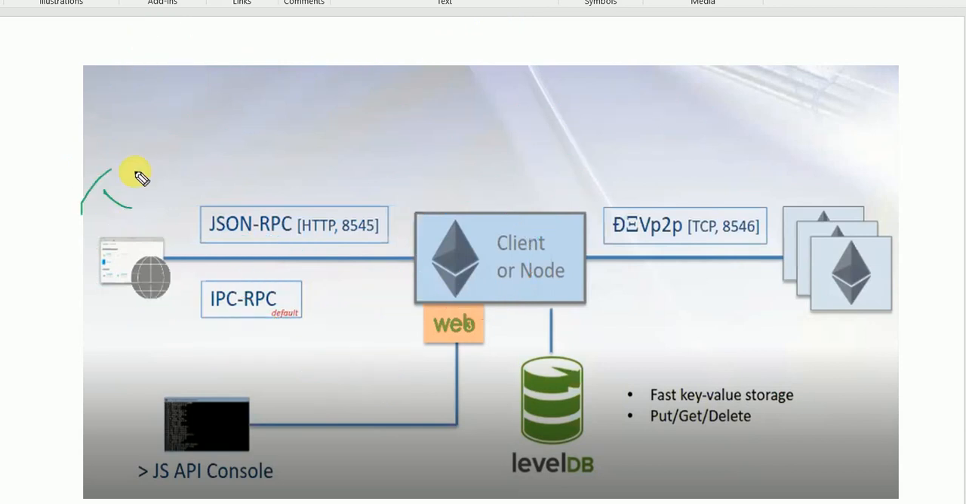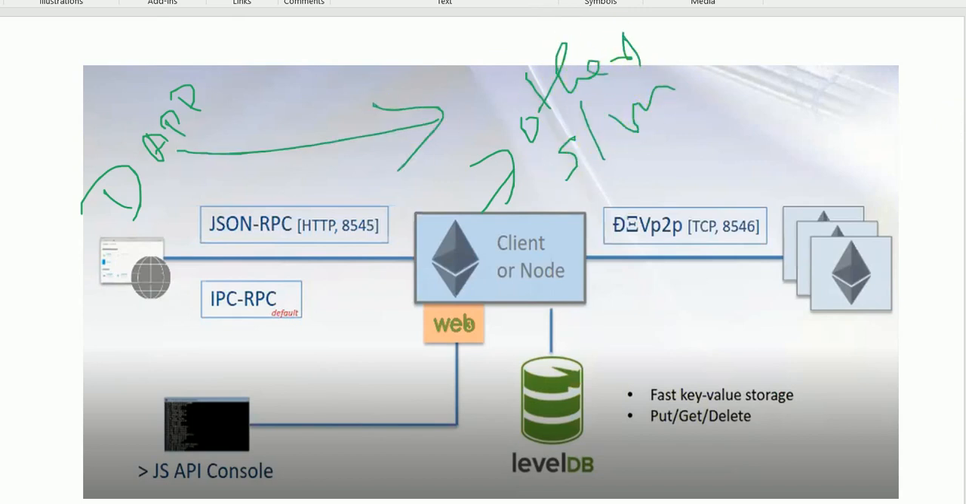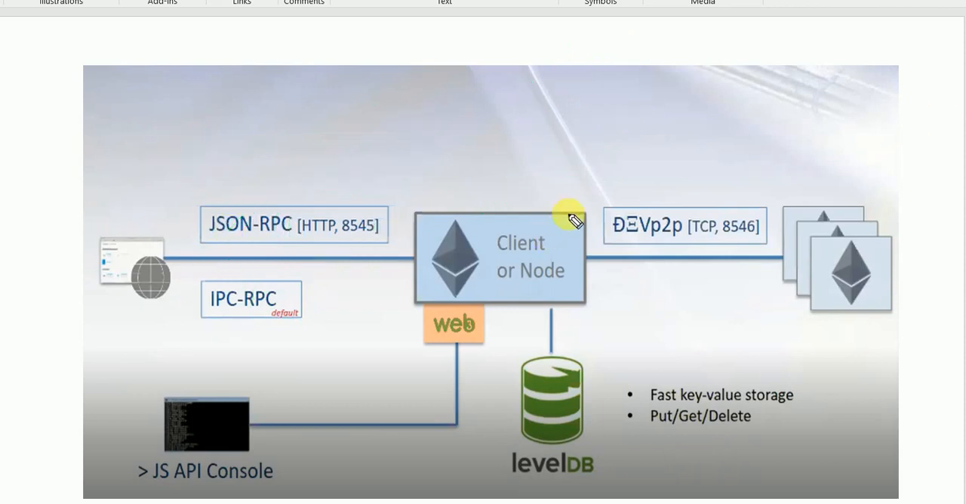Suppose your DApp is on some other system on the network and your client, the Geth, is on another system. In order for this communication to take place, we use the HTTP communication. So this is the major difference, why we go for IPC and why we go for HTTP. Now, we are clear with this part.